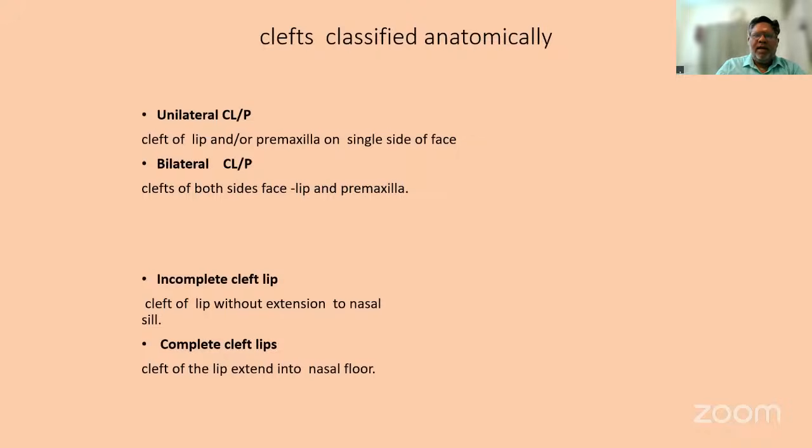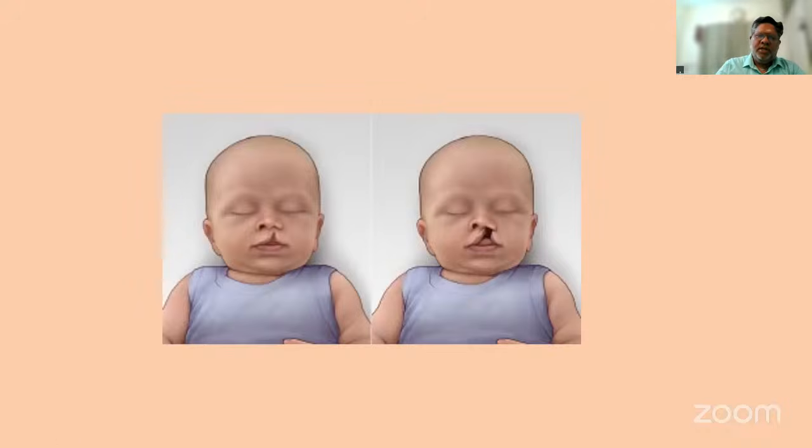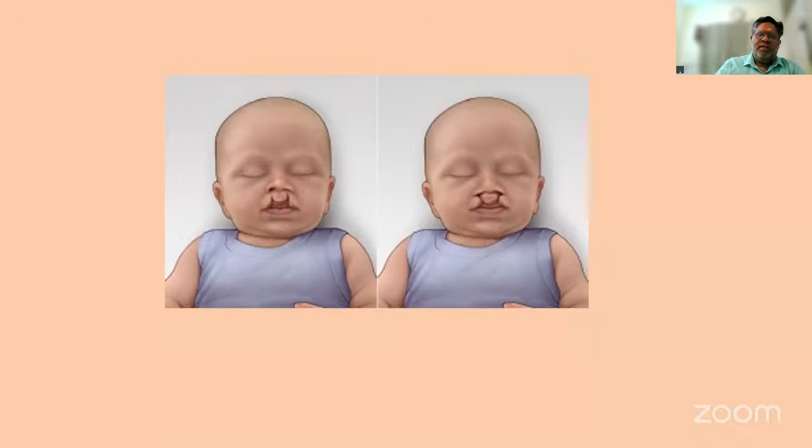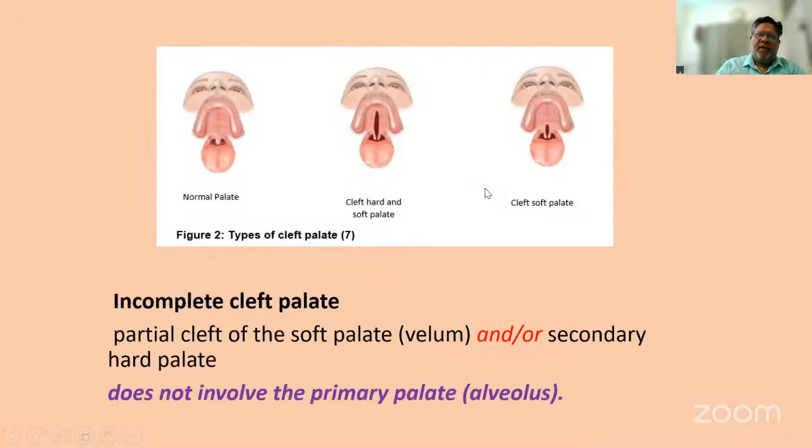Clefts are anatomically classified as unilateral cleft lip, in which there is a cleft lip on one side, bilateral, in which the cleft lip is on two sides, incomplete if there is no nasal floor extension, complete if there is a nasal floor extension. So this is an incomplete unilateral cleft lip on the left side. This is a complete unilateral cleft lip on the left side. This is a bilateral incomplete cleft lip, and this is a bilateral complete cleft lip.